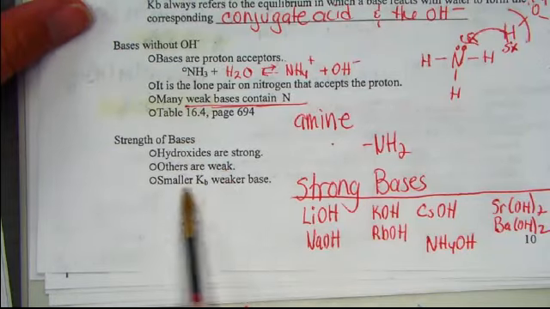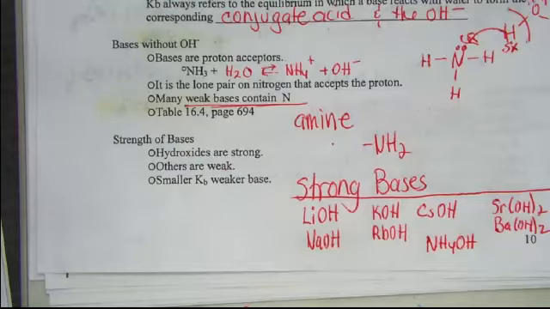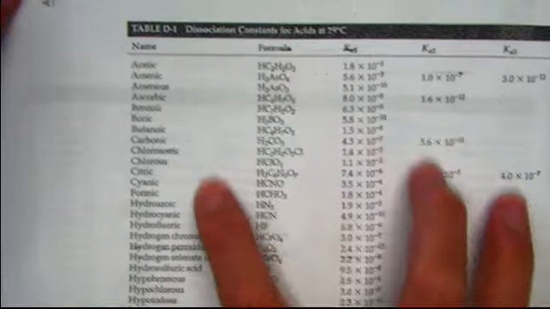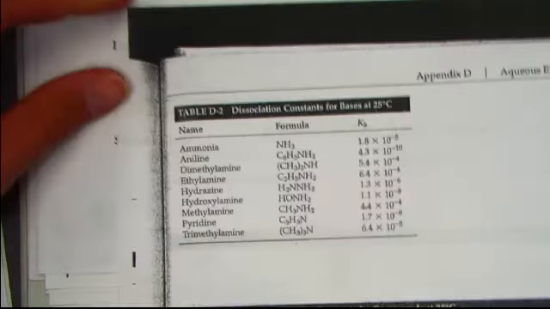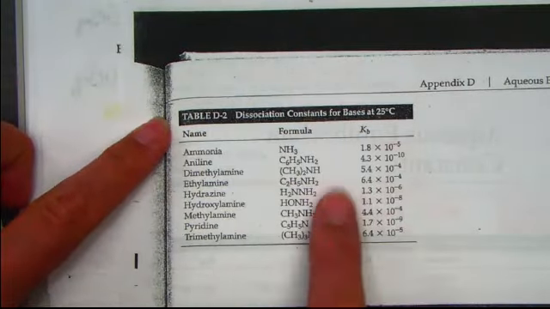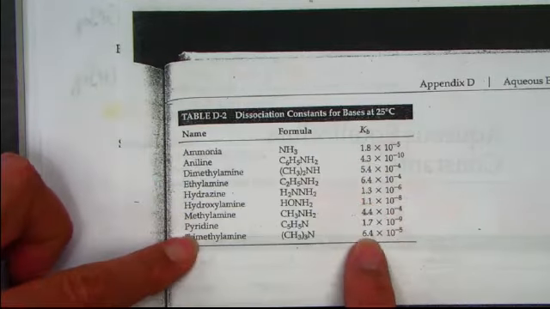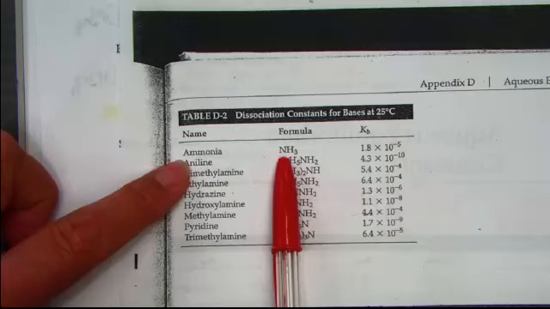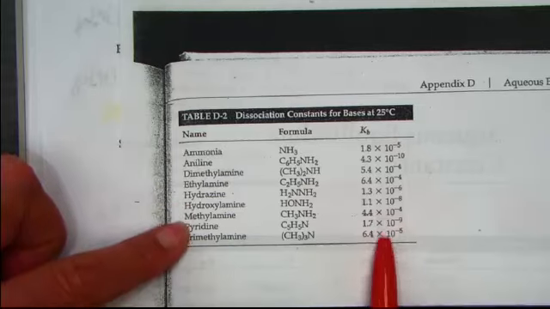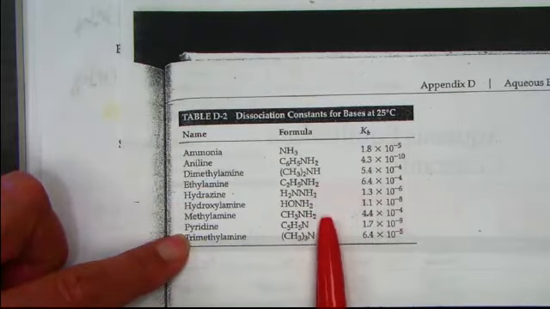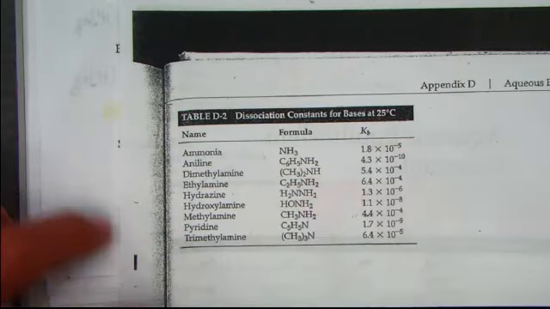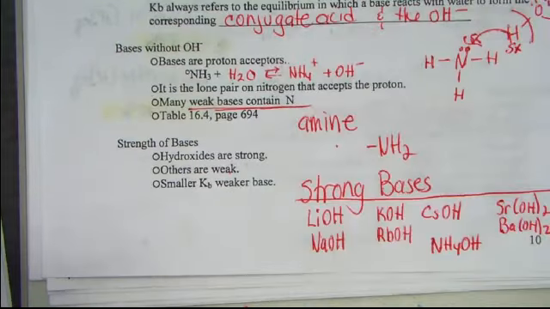All other bases are weak and have a Kb value. The Kb values are on our test-taking tool page of Appendix D. Notice there's all kinds of acids listed for us, and if we flip over, there's a small appendix here on the back side of our test-taking tool page that gives us examples of Kb values for bases. Ammonia as a base has a Kb of 1.8 times 10 to the negative fifth, and so forth. Notice here that many of these organic bases end with nitrogen. Every one of these, as a matter of fact, contains nitrogen as its source of being basic.